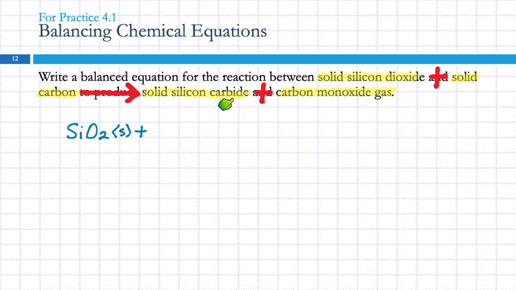Solid silicon carbide. Well, we already established silicon is a nonmetal. So this is another molecular compound. It's not a metal. So there's silicon, and carbide would refer to carbon, right? There aren't any prefixes there.